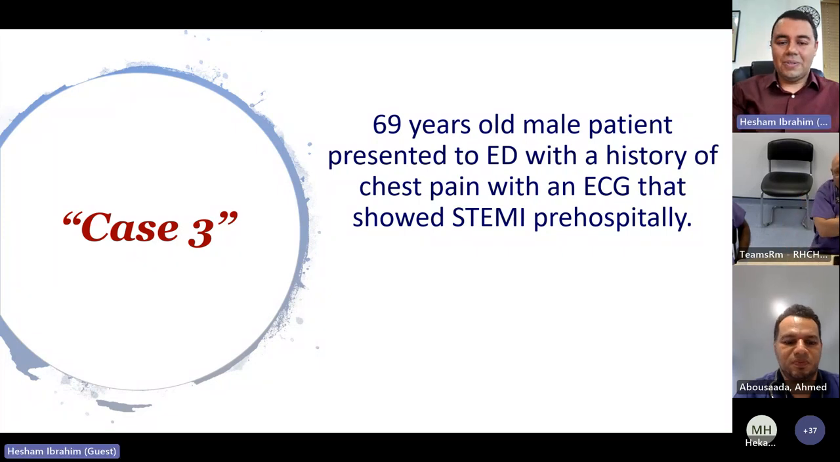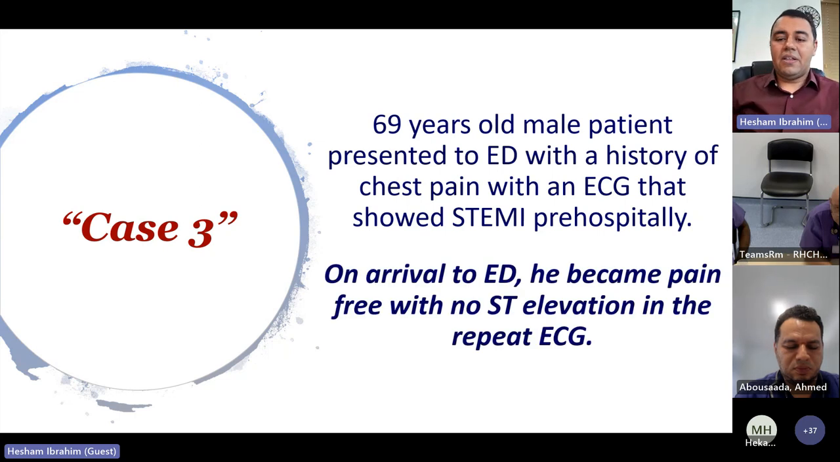Okay, thank you. Let's move on to our third case then. Case number three, a 69-year-old male patient presented to ED with a history of chest pain with an ECG that showed STEMI pre-hospitally. So this is a patient who was at home, got some chest pain. The ambulance crew went, did an ECG, found a STEMI. So they gave the patient some aspirin, some GTN, and immediately started the transfer process to the hospital. But after giving the aspirin and the GTN, on arrival to ED the patient became pain-free. They repeated the ECG, no ST elevation whatsoever. So this patient has had a STEMI pre-hospitally that completely resolved on arrival to ED from the ECG side of things, and no chest pain on arrival to ED. So clinically better, and the ECG is better.